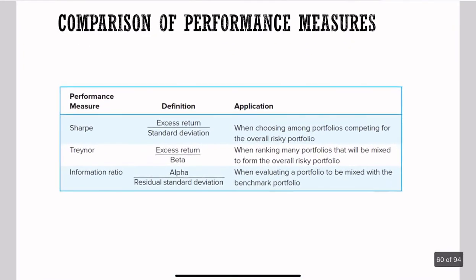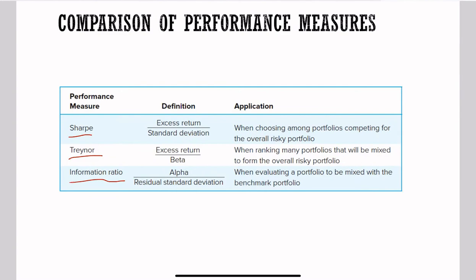Okay, let's compare these several performance measures. First, Sharpe ratio. It's defined by excess return divided by standard deviation. And then Treynor ratio. It's defined by excess return divided by beta. Information ratio, alpha divided by the residual standard deviation. Now, when do you want to use these ratios?